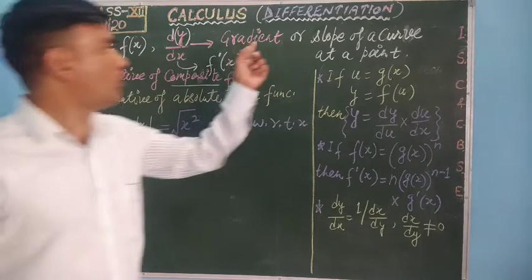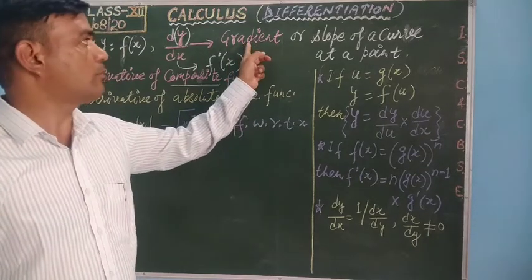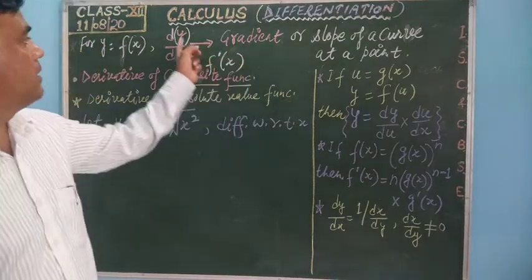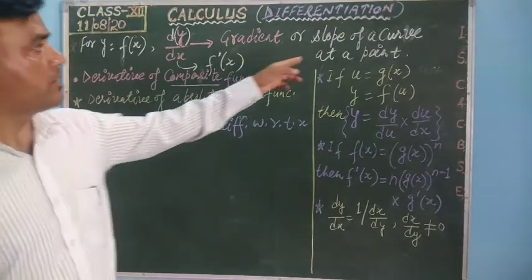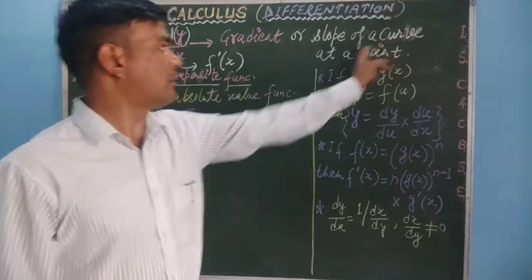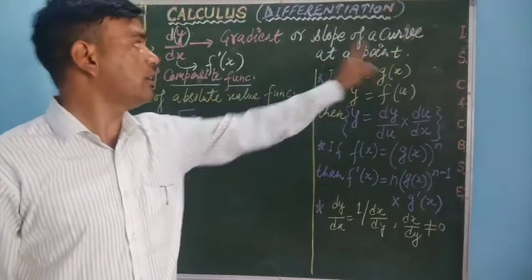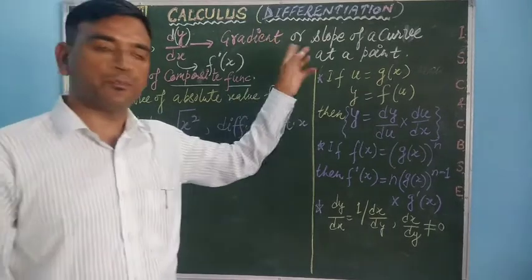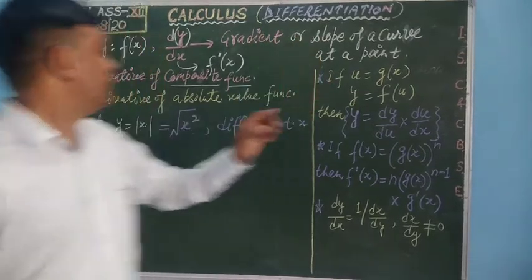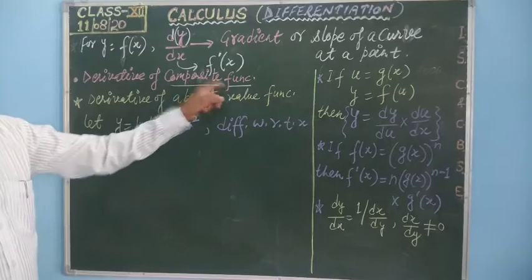It is also called gradient in the language of physics or maths. dy/dx represents the slope of any curve at a given point. So just keep this in your mind. Now come to the derivative of a composite function.